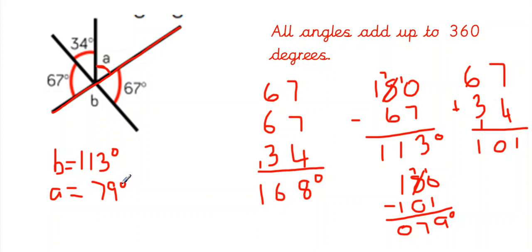Now if I add all of my angles up, 67, add 113, add 67, add 34, add 79, my answer will be 360.